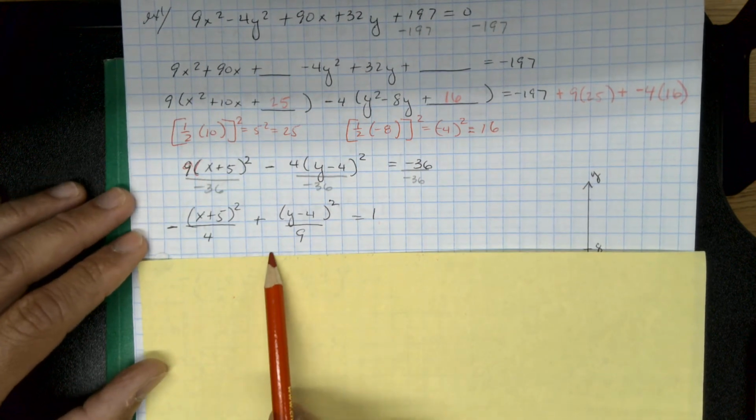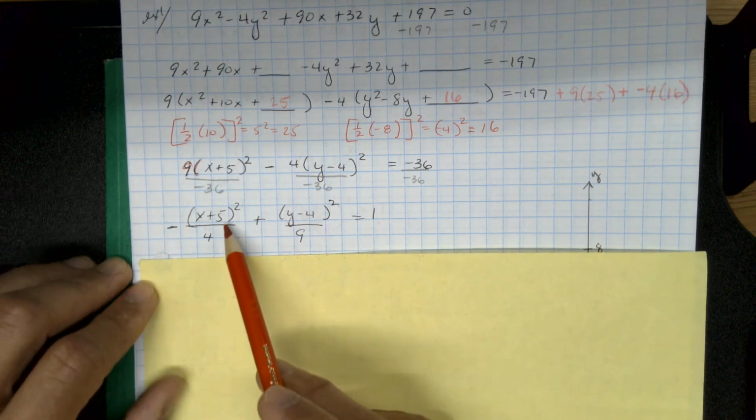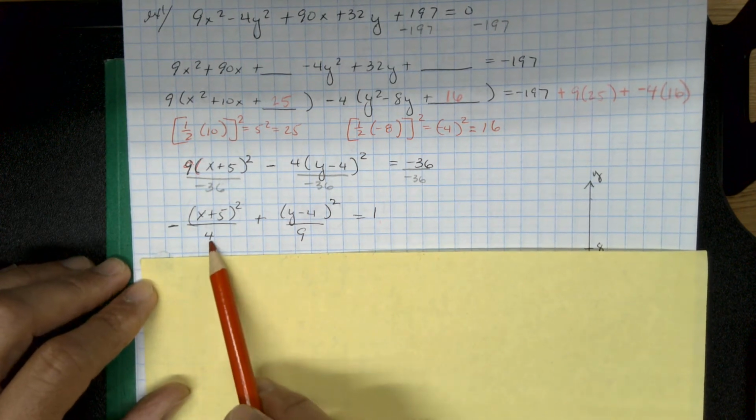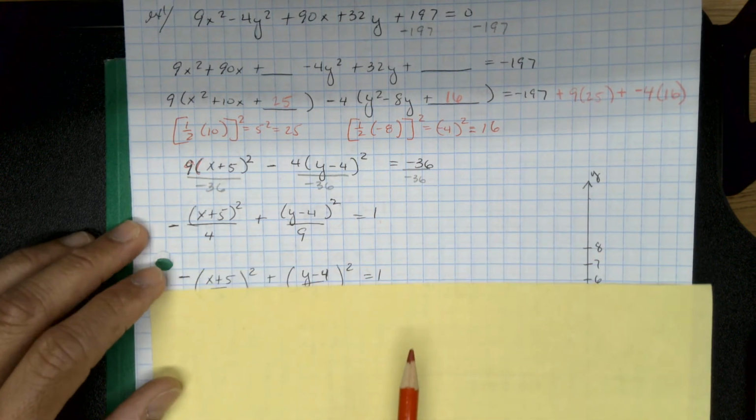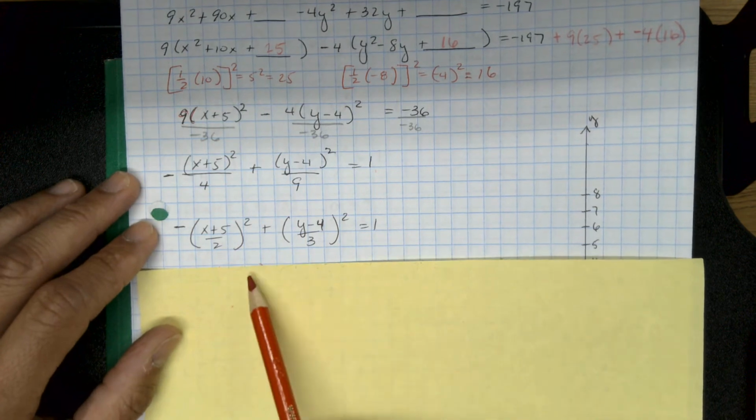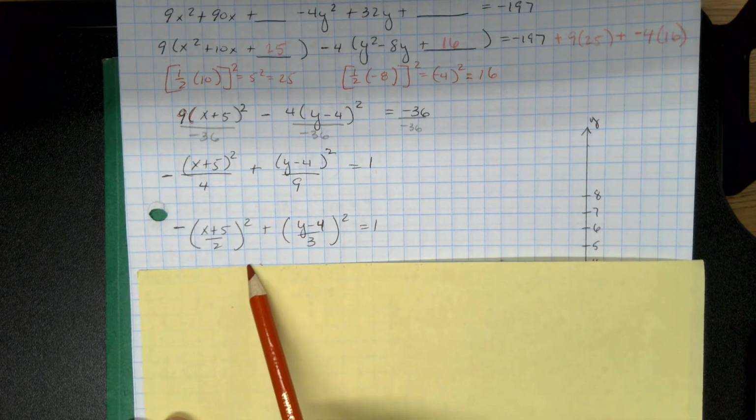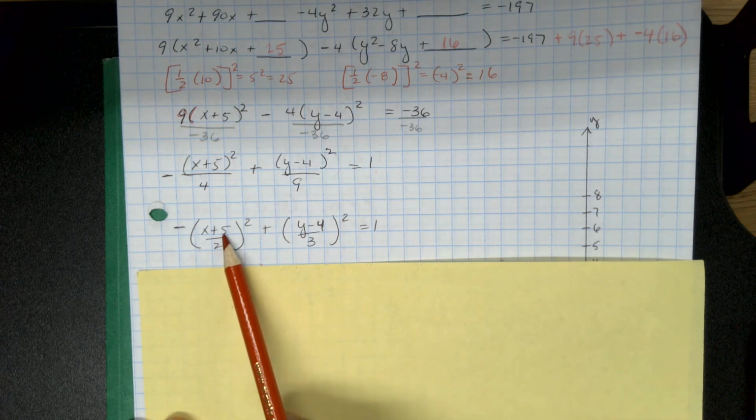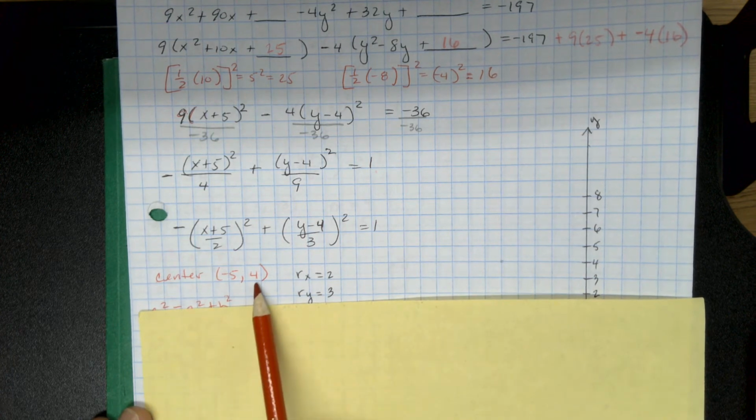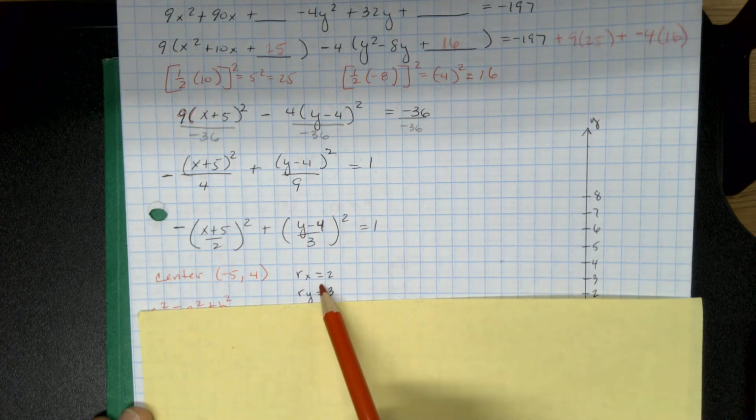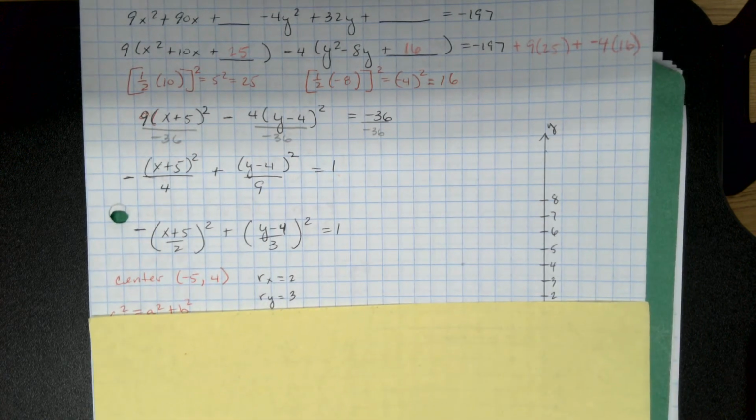This is not in standard form yet because we have to have the entire fraction squared. We only have the numerator squared. So I can rewrite 4 as 2 squared. We can rewrite 9 as 3 squared. So now this is in standard form. From here, we can get our center. Our center is -5, +4. The radius of x is 2. The radius of y is 3. So let's plot that.